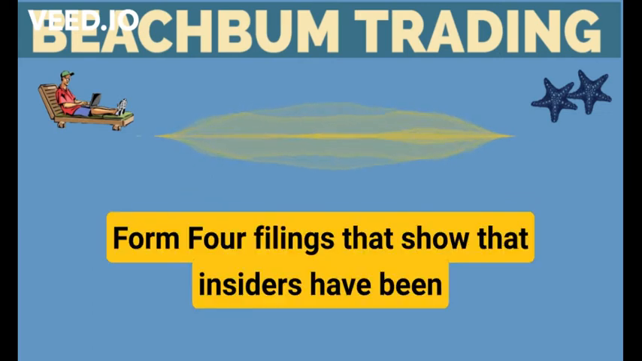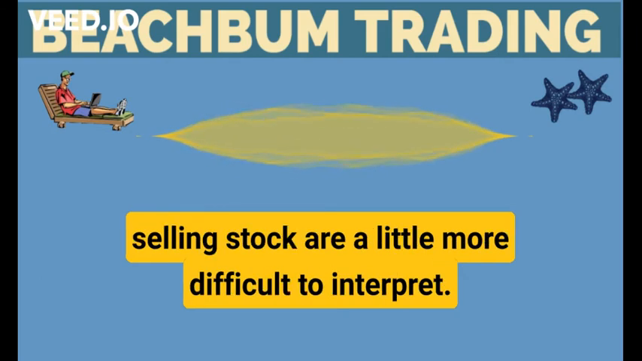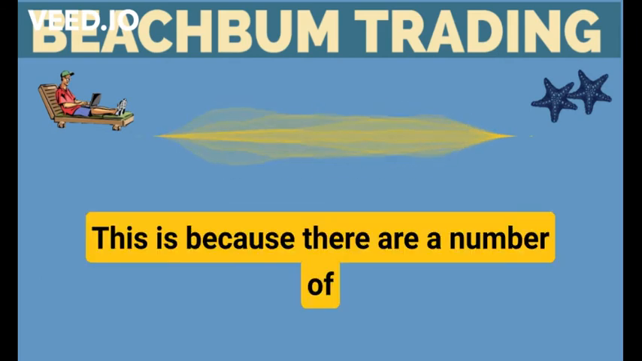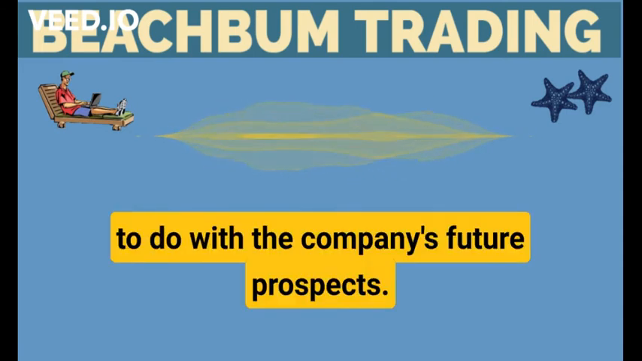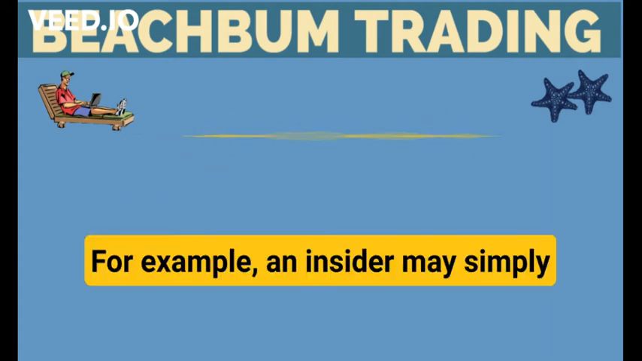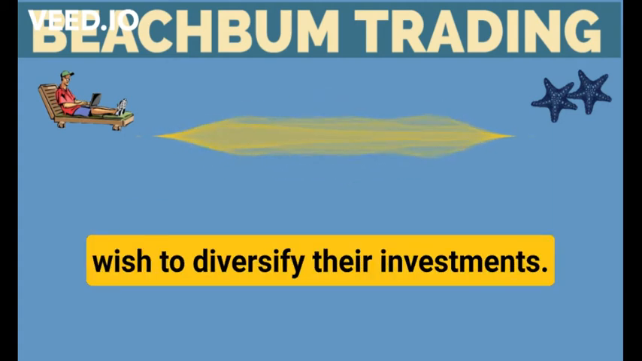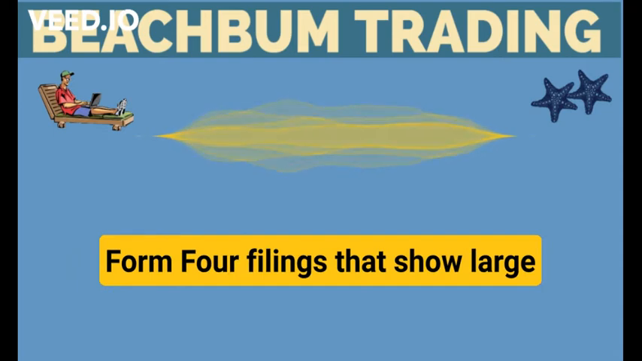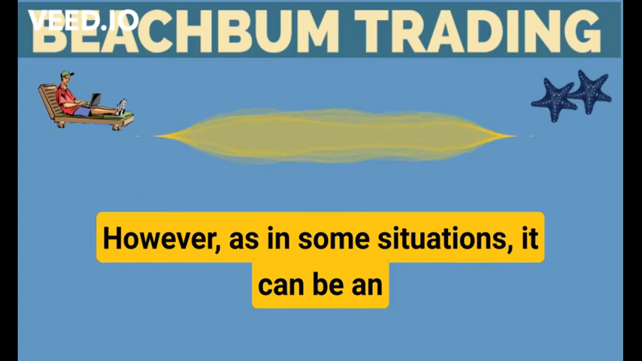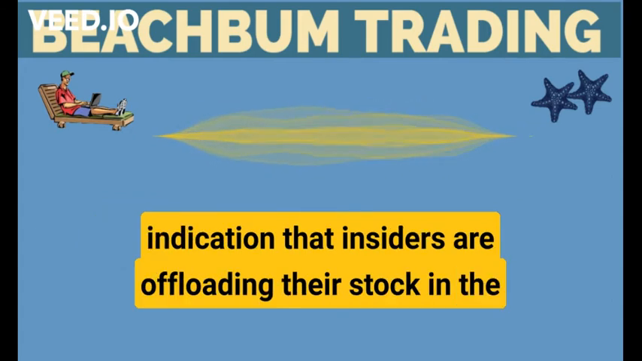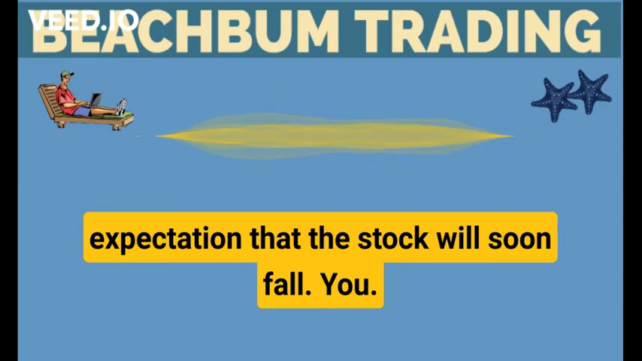Form 4 filings that show that insiders have been selling stock are a little more difficult to interpret. This is because there are a number of reasons that insiders sell stock that have nothing to do with the company's future prospects. For example, an insider may simply wish to diversify their investments. Form 4 filings that show large insider sales should not be ignored, however, as in some situations, it can be an indication that insiders are offloading their stock in the expectation that the stock will soon fall.